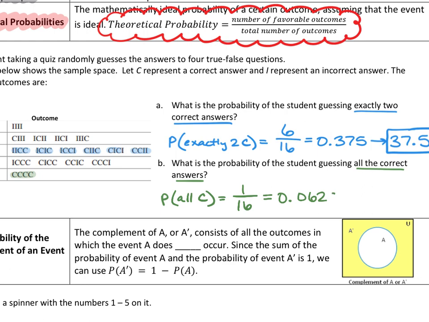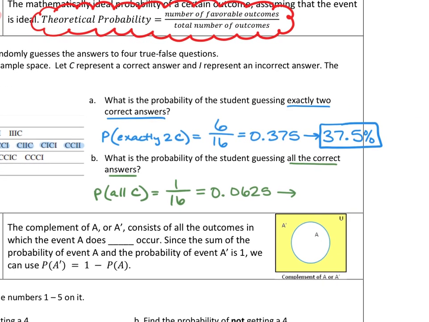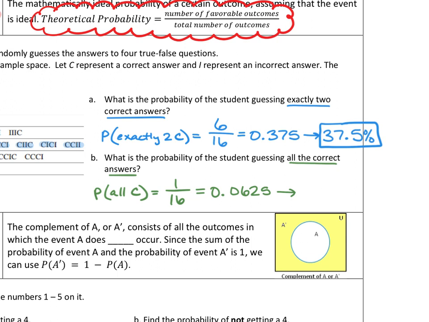0.0625. Great, and if we change that from a decimal to a percentage, what is that percent? 6.25% chance. If you wildly guess on a true-false test, you only get a 6.25% chance of getting them all correct. Again, maybe just a little commentary on why we should study for things and not just wildly guess.